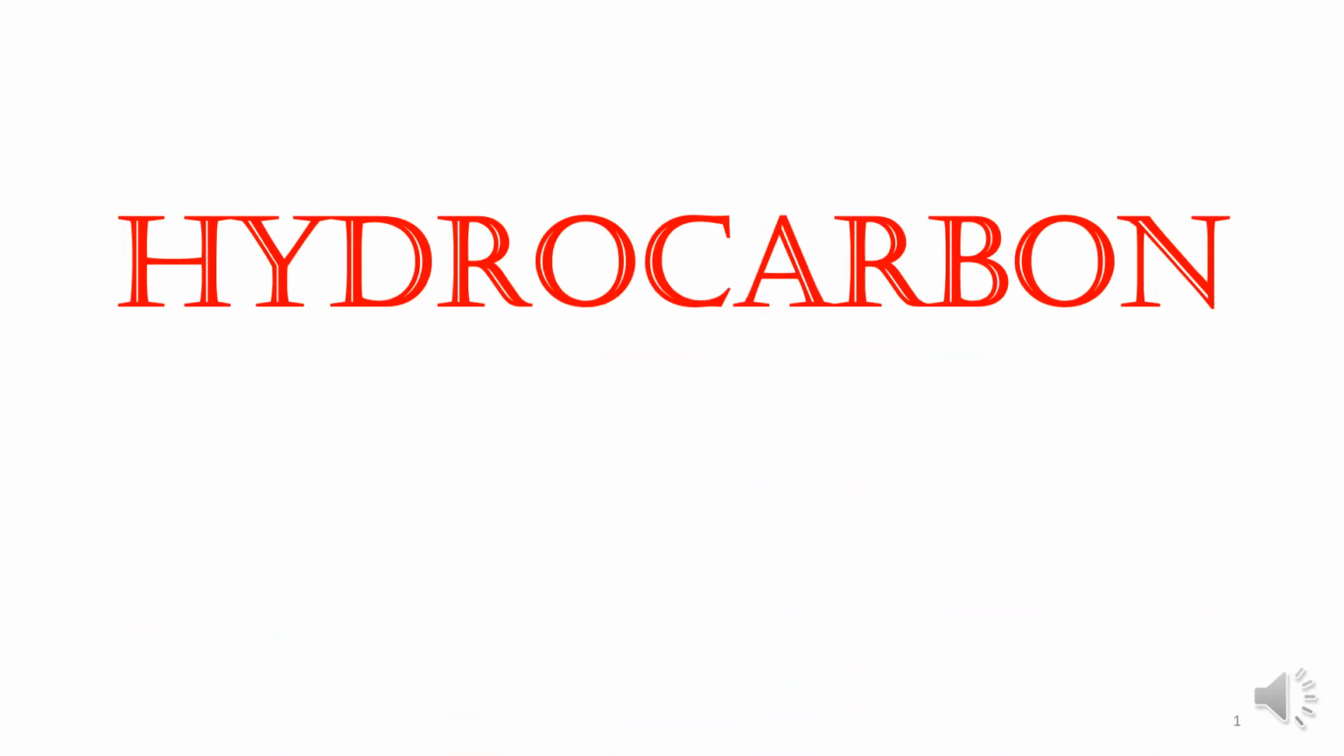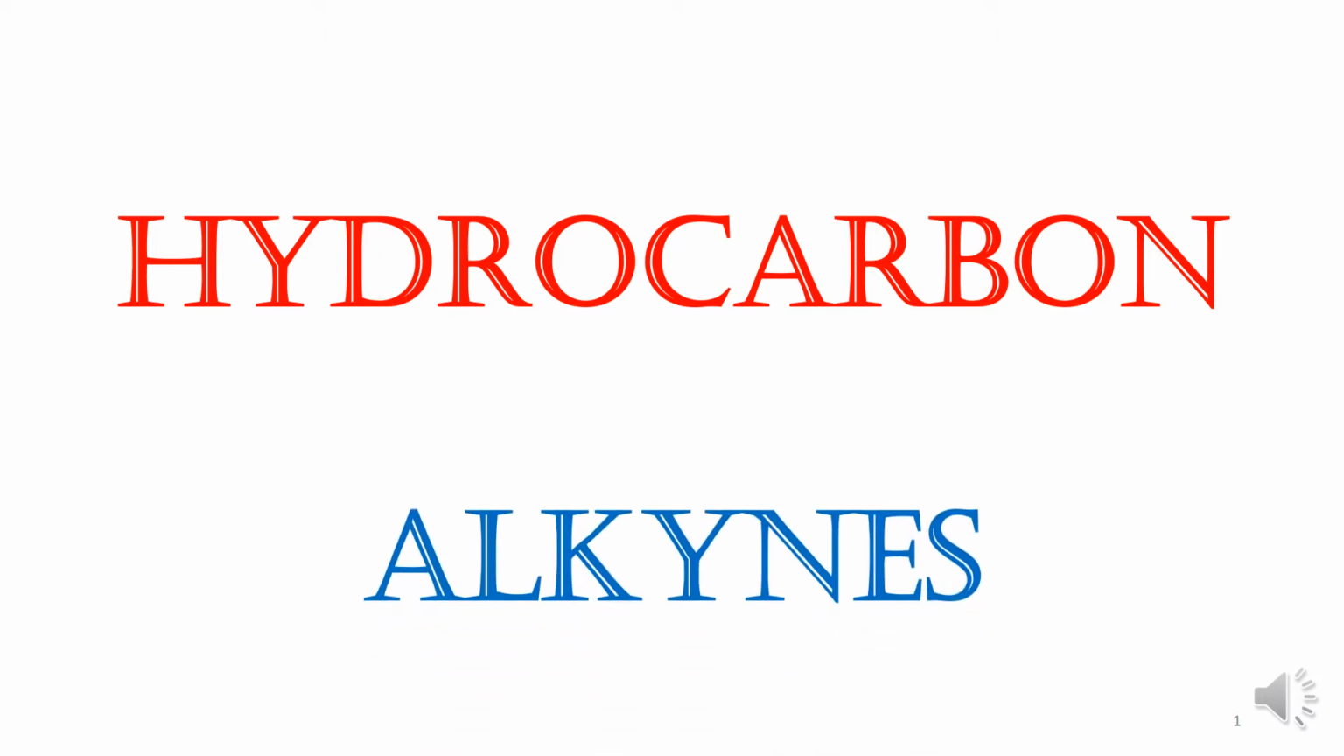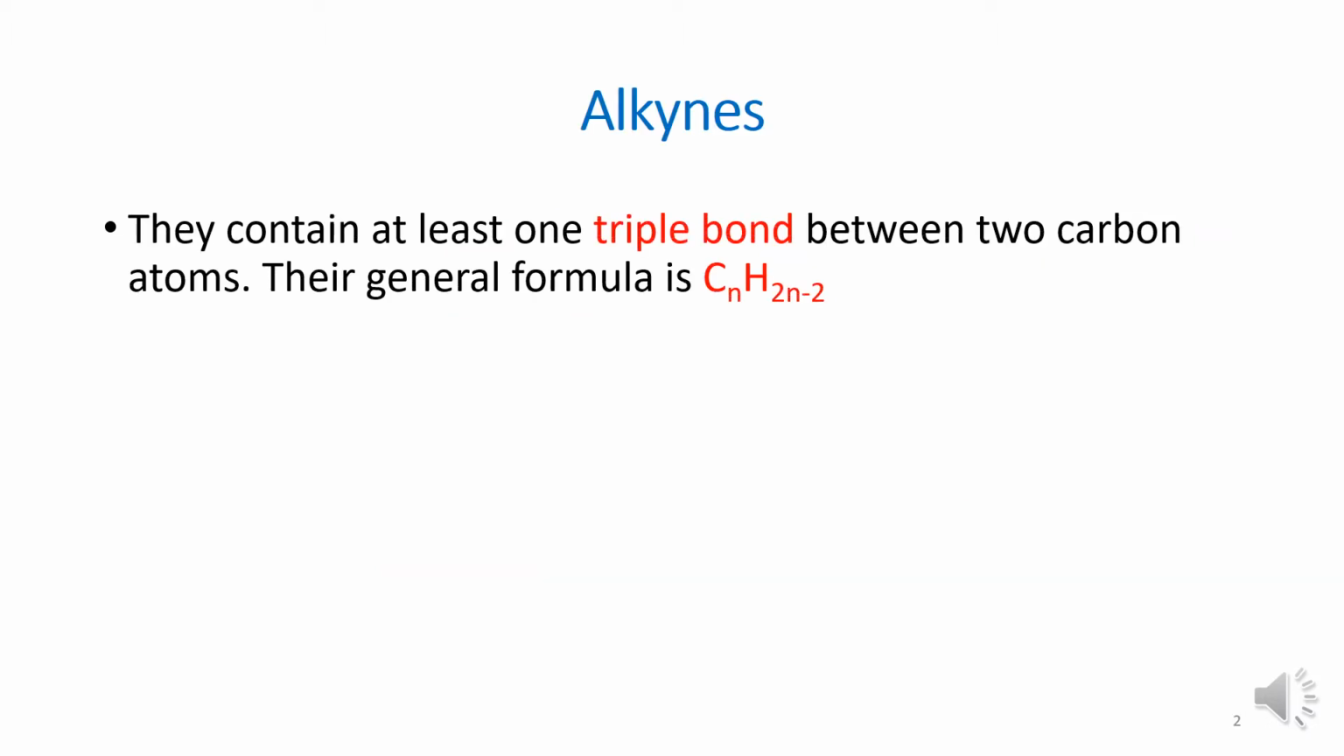Hello everyone. In today's video, we are going to talk about alkynes in the hydrocarbon chapter. Alkynes are those compounds which contain at least one triple covalent bond between two carbon atoms, and their general formula is CnH2n-2. They are named by the suffix "-ine".